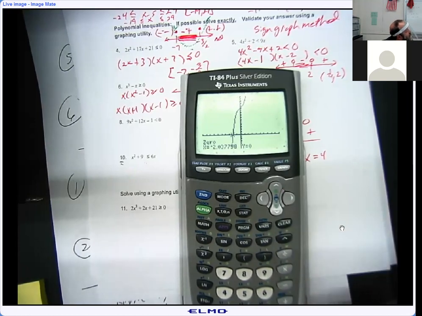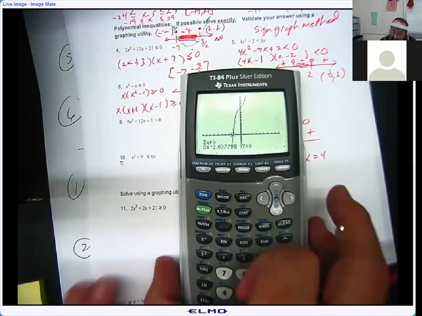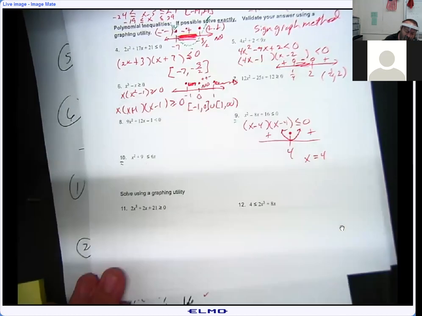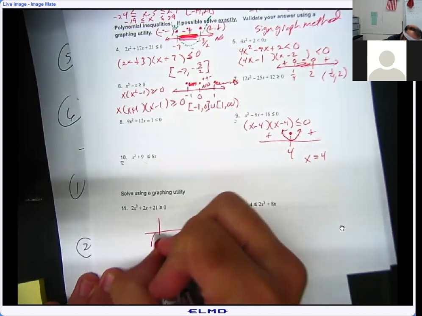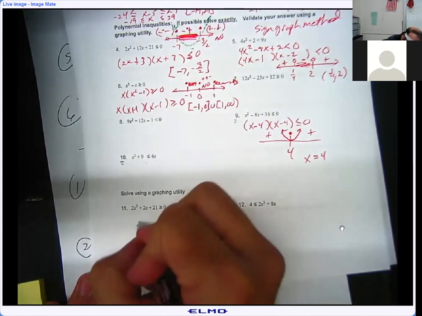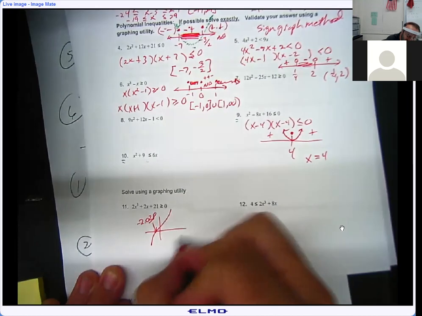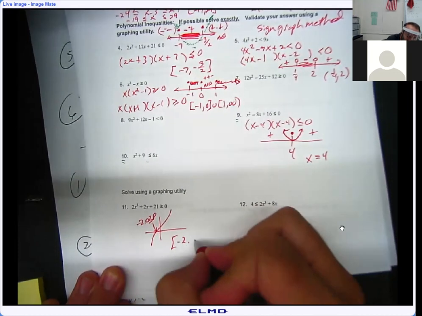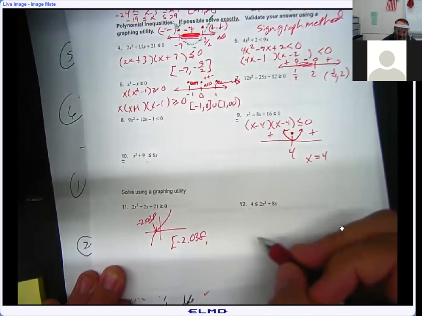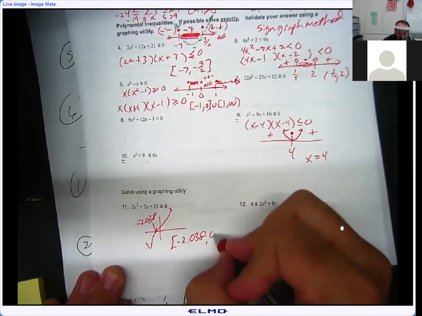And it says, hey, you got zero at negative 2.038. So this answer is everything from negative 2.038 until when? Till infinity, and we're out.